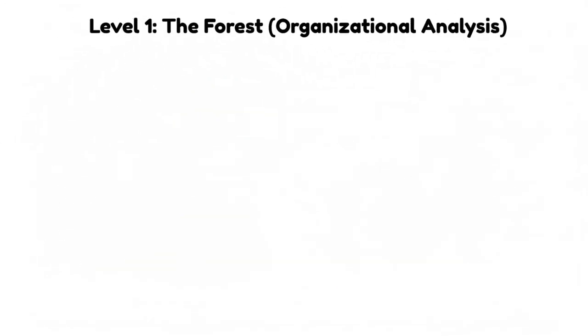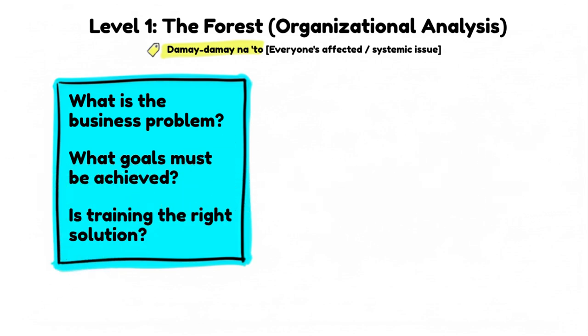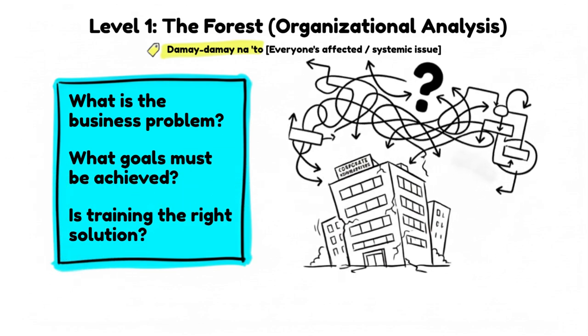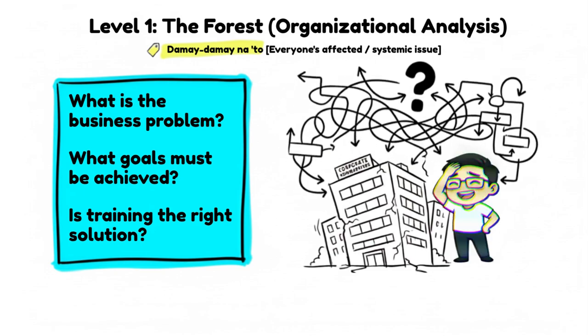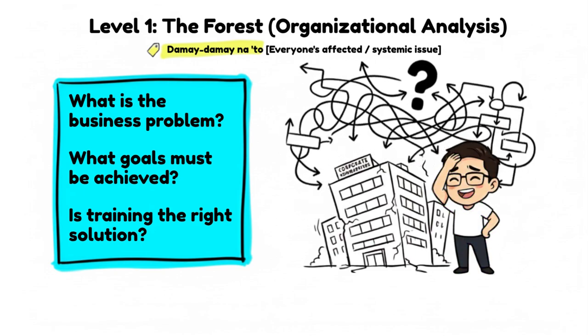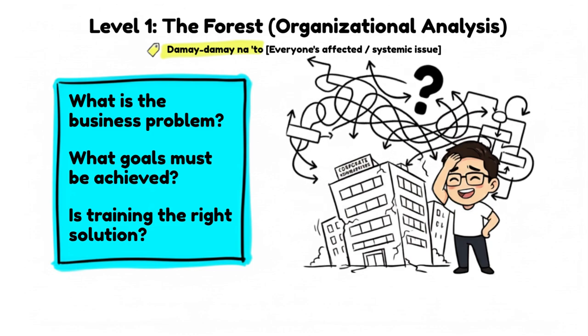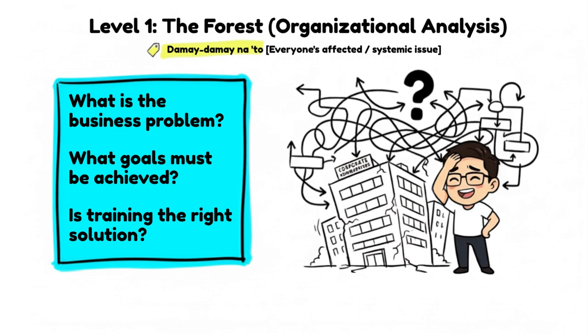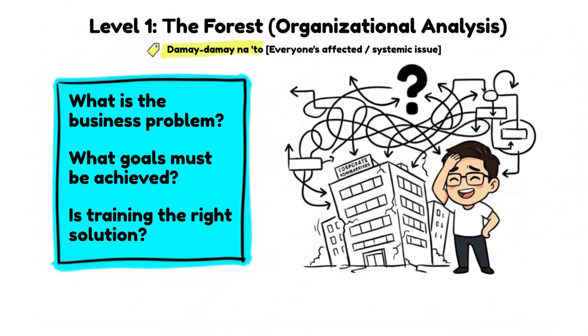Organizational analysis looks at the bigger picture. It asks what the organization is trying to achieve and whether training supports that goal. For example, if a company wants better customer satisfaction, the training team should ask whether poor customer service is the issue or whether the real problem is staffing, policy, or equipment. This level helps align training with the mission, vision, and priorities of the organization.